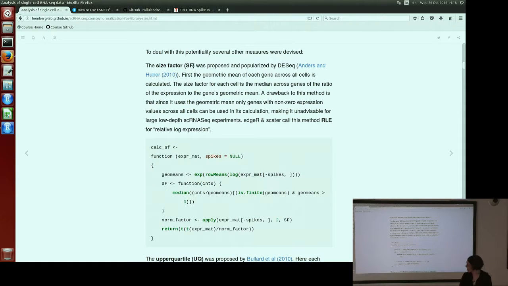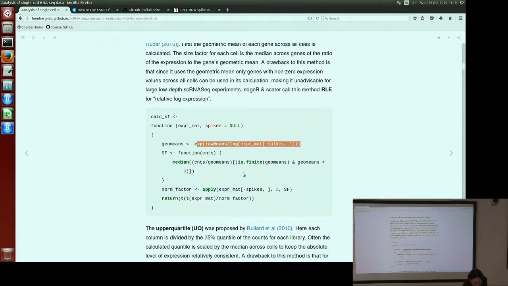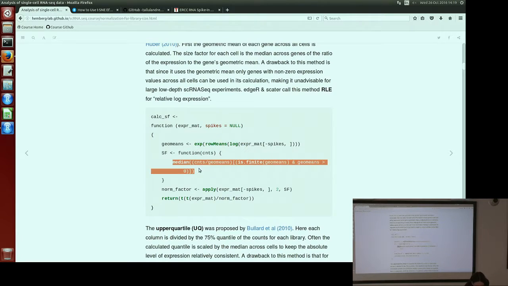One of the methods is called size factors from DESeq, and it's based on the geometric means. Here you're calculating the geometric mean across each gene, and then finding the median count divided by the geometric mean for each cell, and that becomes your size factor. So the median count relative to the geometric mean.